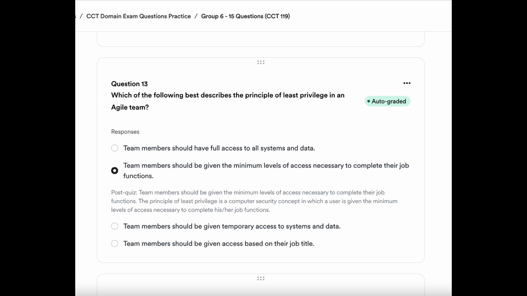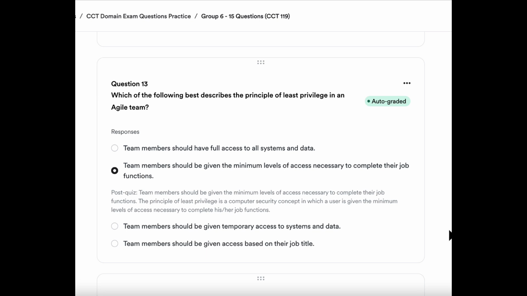Which of the following best describes the principles of least privilege in an Agile team? A, team members should have full access to all systems and data. B, team members should be given the minimum levels of access necessary to complete their job functions. C, team members should be given temporary access to systems and data. And D, team members should be given access based on their job title.